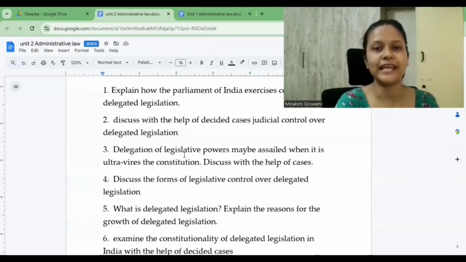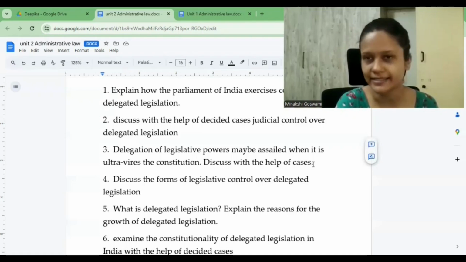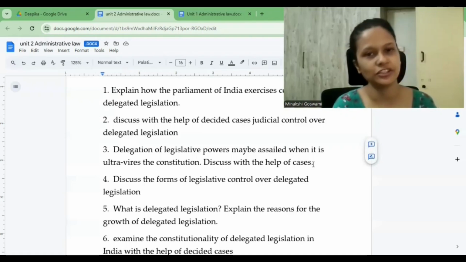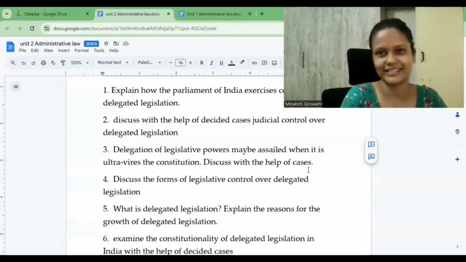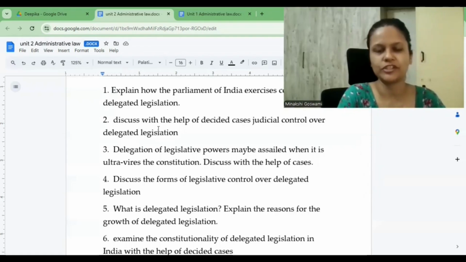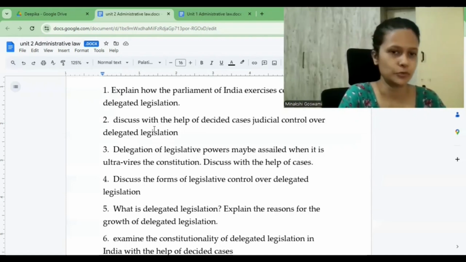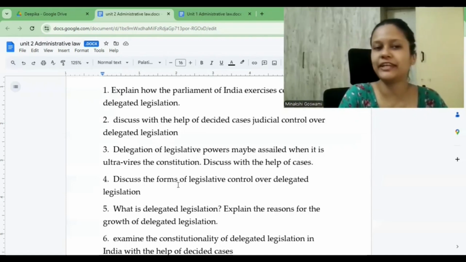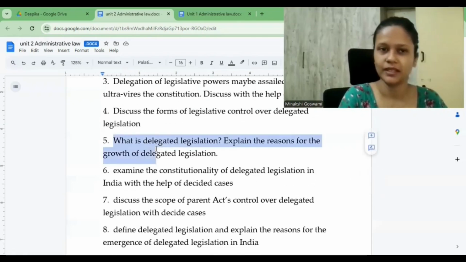Third question we have: delegation of legislative powers may be assailed when it is ultra vires the constitution. Discuss with the help of decided cases. Again, this relates to delegated legislation. So mostly you would see these are related to delegated legislation only, whatever questions you see from unit 2. Fourthly, we have: discuss the forms of legislative control over delegated legislation.